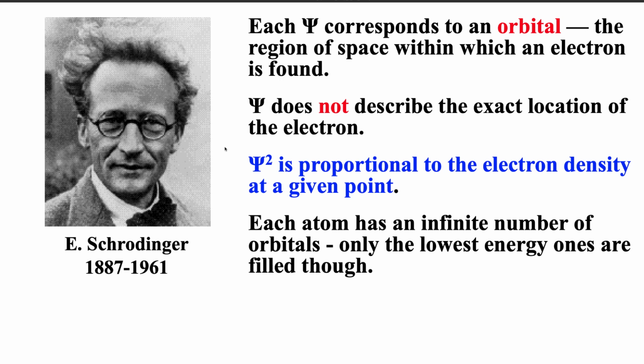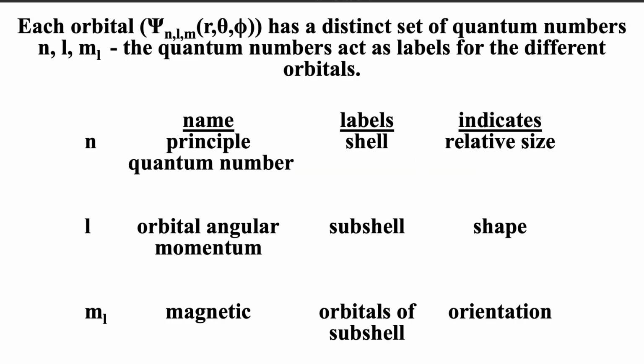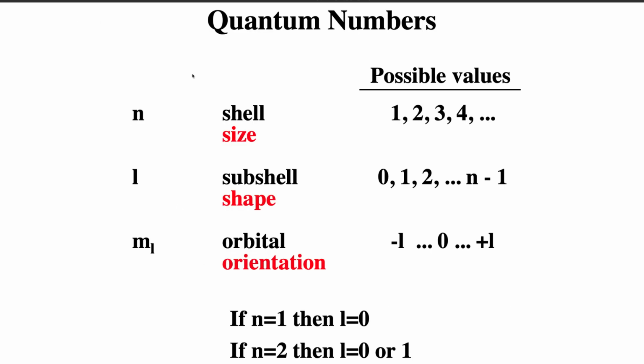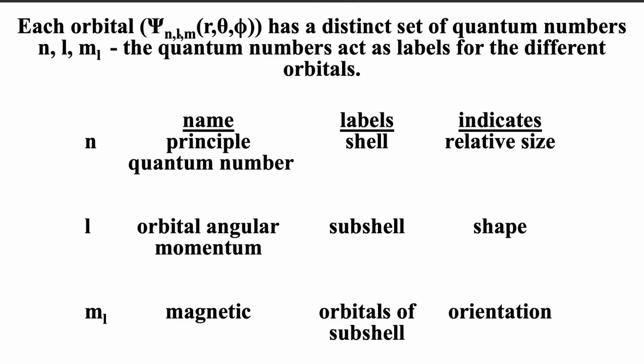Now, the wave function squared is proportional to electron density at a given point. But again, because there's an infinite number of solutions, there are an infinite number of orbitals. Only the lowest energy ones are actually filled, and so we only have to worry about the lowest energy orbitals. Each orbital has a distinct set of three quantum numbers, n, l, and m sub l. You can think about n, l, m sub l kind of like an address. So that labels that orbital.